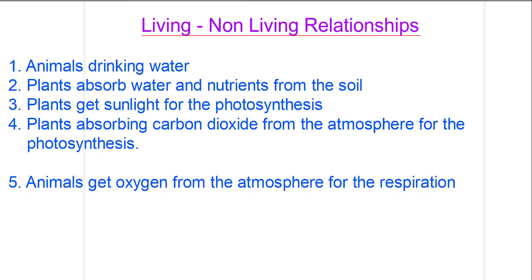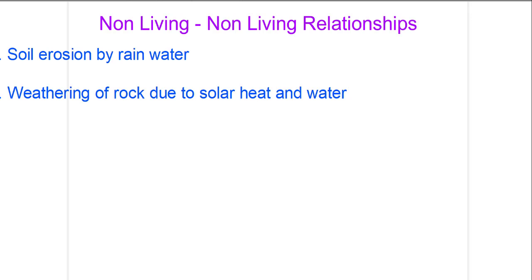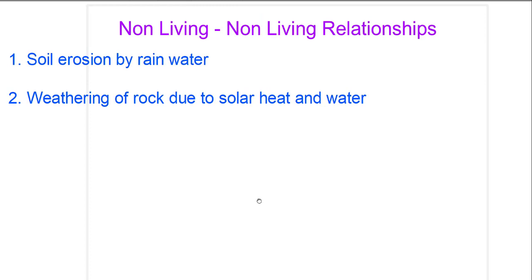Right, okay. We'll go to the other part: the non-living interactions, the relationships. What are the things, children? You can find soil erosion by rainwater. When the rainwater comes, the soil also goes away. Weathering of rock, because we have discussed weathering of rock in the lower class, grade 7. Rock is breaking into small particles.